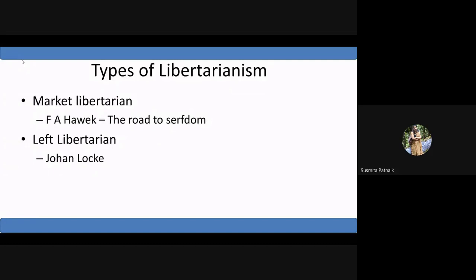The state starts to control everything everywhere. And he is also against the planned economy. Why is he against the planned economy? Because in the planned economy also, what will happen? The individual person has no right to think. The state is there to plan everything for the development of the economy.